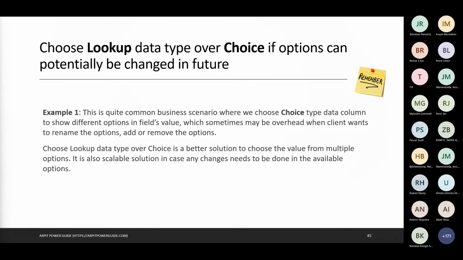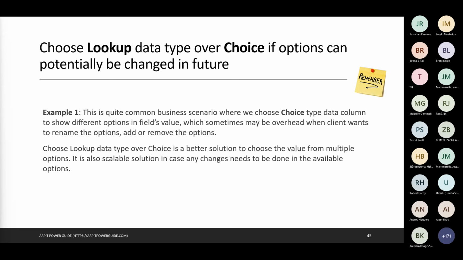Choose the lookup data type over choice if options can potentially be changed in the future, right? Sometimes what happens is we see the client has given some data model, and we have to create a field which has 3 to 4 options. So we just end up creating a simple choice field, right?